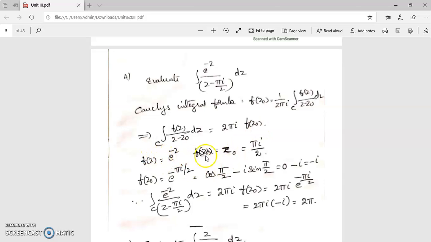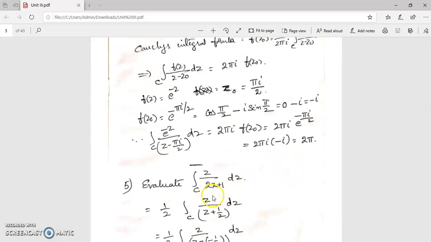Here f of z naught is equal to e power minus pi I by 2, which is cos pi I by 2. We can write by De Moivre's theorem, cos pi I by 2 minus I sin pi I by 2. So this is 0 and this is 1 minus I. Therefore, this integration is equal to 2 pi I into f of z naught, that is 2 pi I into e power, f of z naught is equal to minus I. Substitute minus I here, and we will get 2 pi.